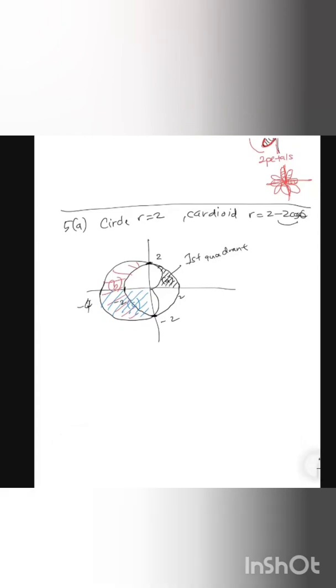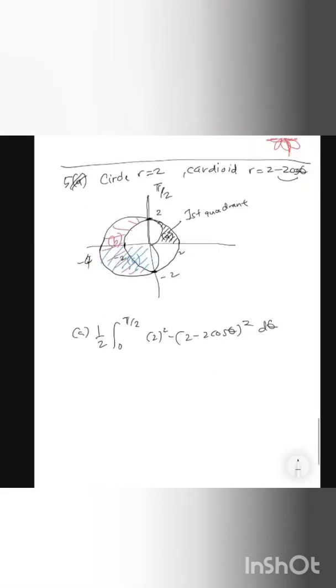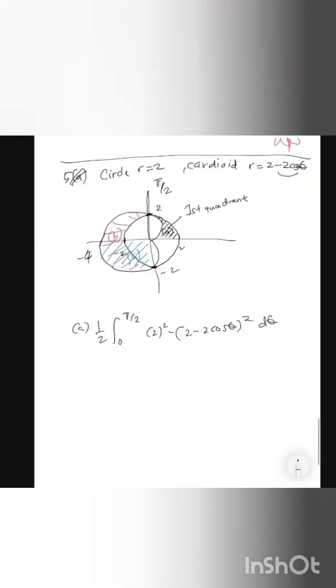Okay, so let's do A. So this is pi over 2, right? So 0 to pi over 2. Outside is circle, so r squared minus, inside is the quadrant. 2 minus 2 cos theta squared d theta. Okay, this is what you want to solve, and we try.